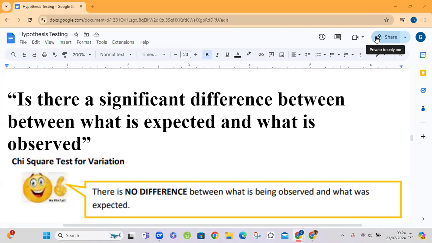Here's another example. Is there a significant difference between what is expected and what is observed? That would be a chi-square test for variation. The null will respond by saying there is no difference between what is being observed and what is expected. The alternative will say on the contrary, and then data has to be collected to see which of the two is correct.